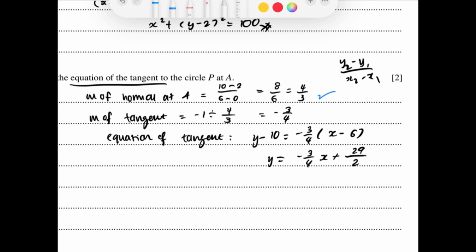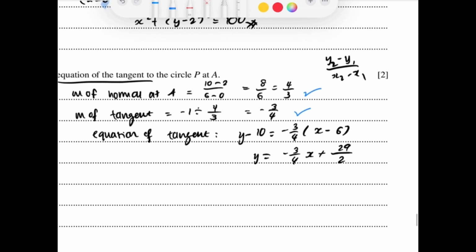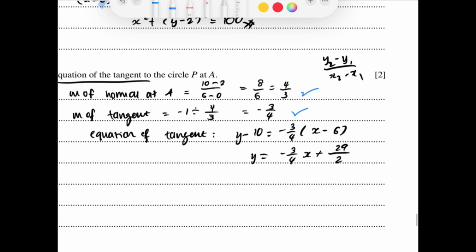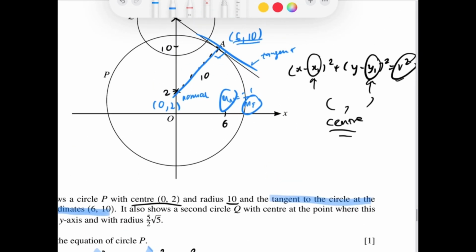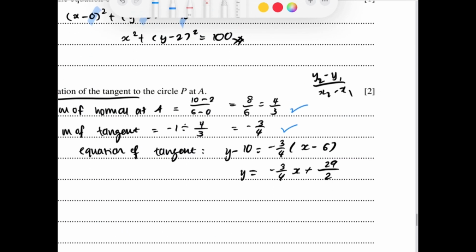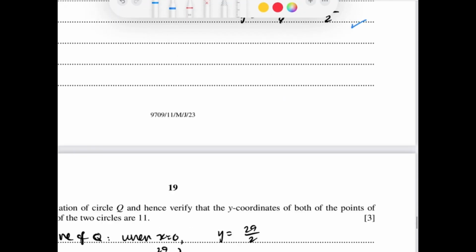So that's what I did. Found the gradient of normal. From there I found the gradient of tangent. And then to find the equation of the tangent, from there it's just easy. You have your A coordinates, you sub it in, and you find the equation of the tangent.